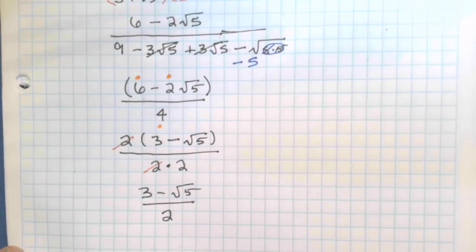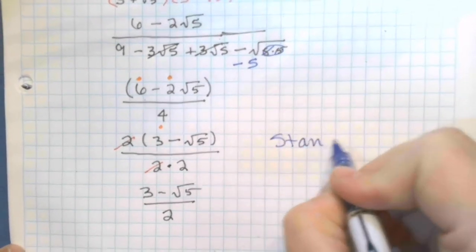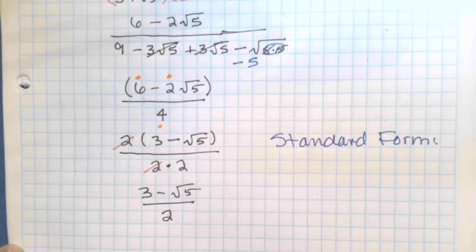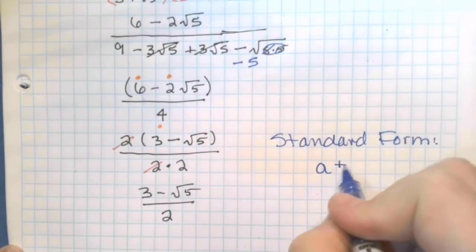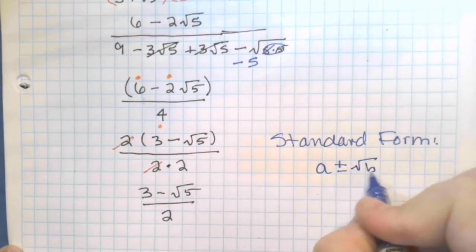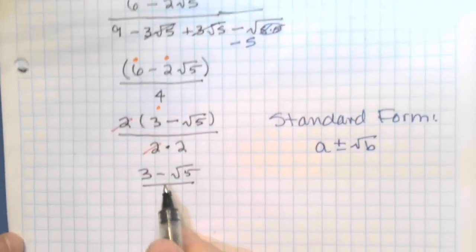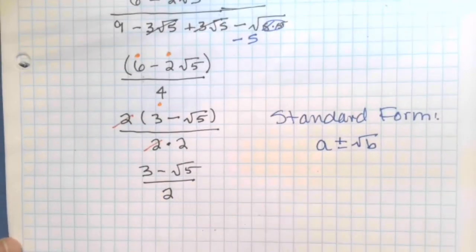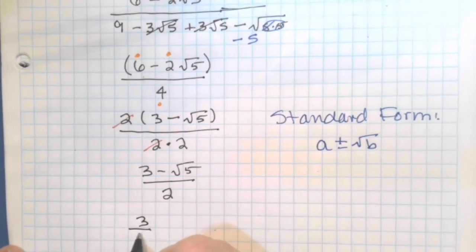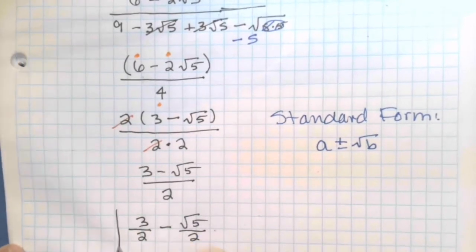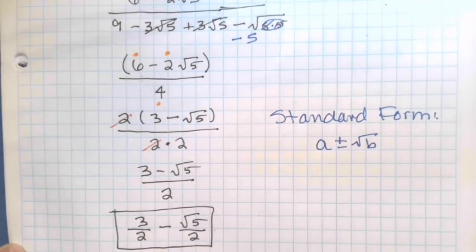As always, there are standard forms of answers. The standard form of a radical answer is a plus or minus square root b. Rational number comes first, irrational number comes second. So we're going to split these two terms, each one over its own 2. So 3 over 2 minus radical 5 over 2. And that is your answer.